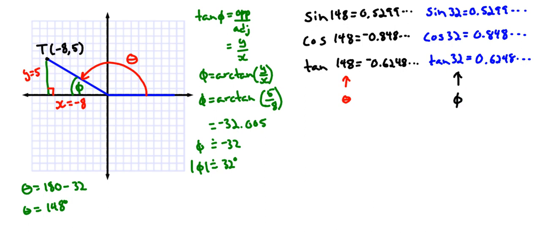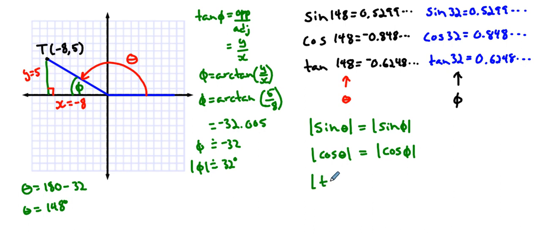And what we can say then is that it appears as though the size of sine theta is equal to the size of sine phi. And in this case, they were actually equal, not just the size of them. But we can also go on and say then that the size of cosine theta is equal to the size of cosine phi. They're going to produce the same ratios for all three primary trigonometric ratios.